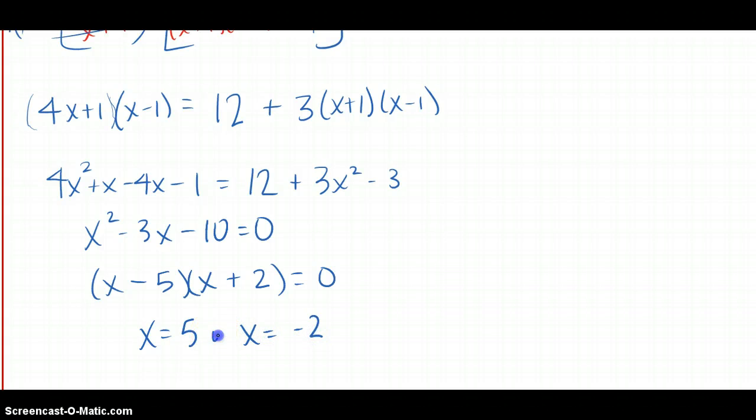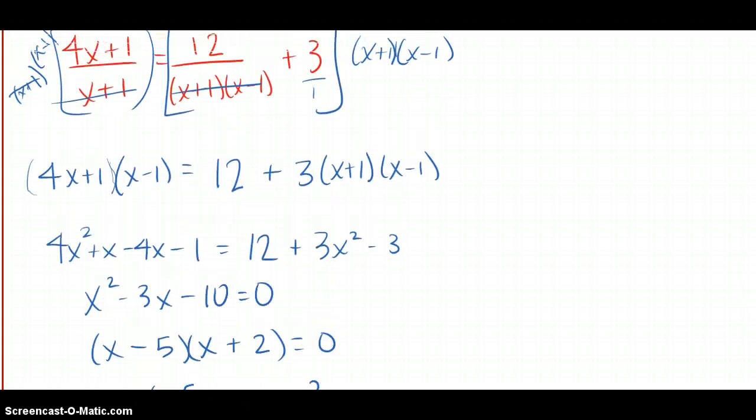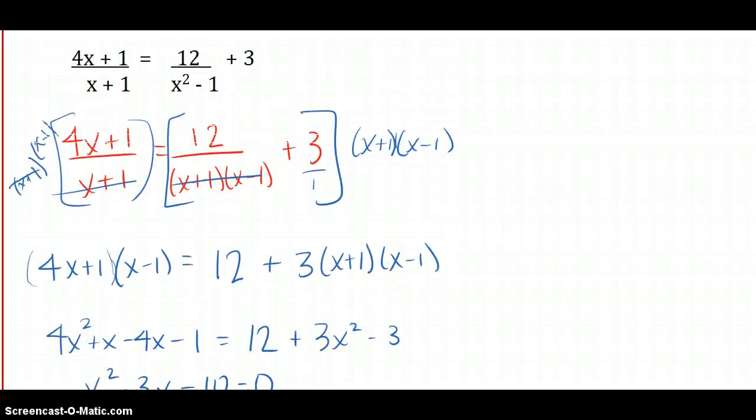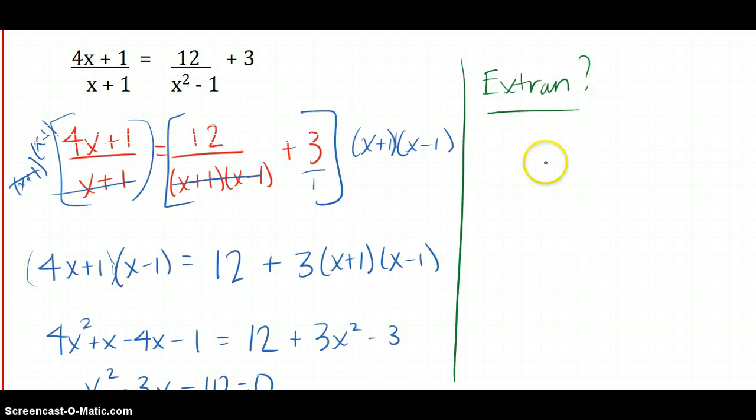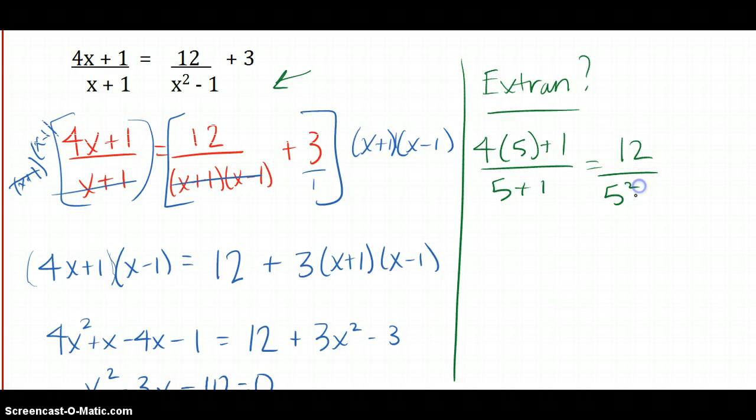Since I have two solutions, this is OR, I need to check them to see if either of them are extraneous. So we're going to scroll back up to the original. We're plugging in 5 and negative 2, checking to see if they're extraneous. So if I plug in 5 first, we're looking at the original problem now. Anytime you check extraneous solutions, you should plug it into the original problem.